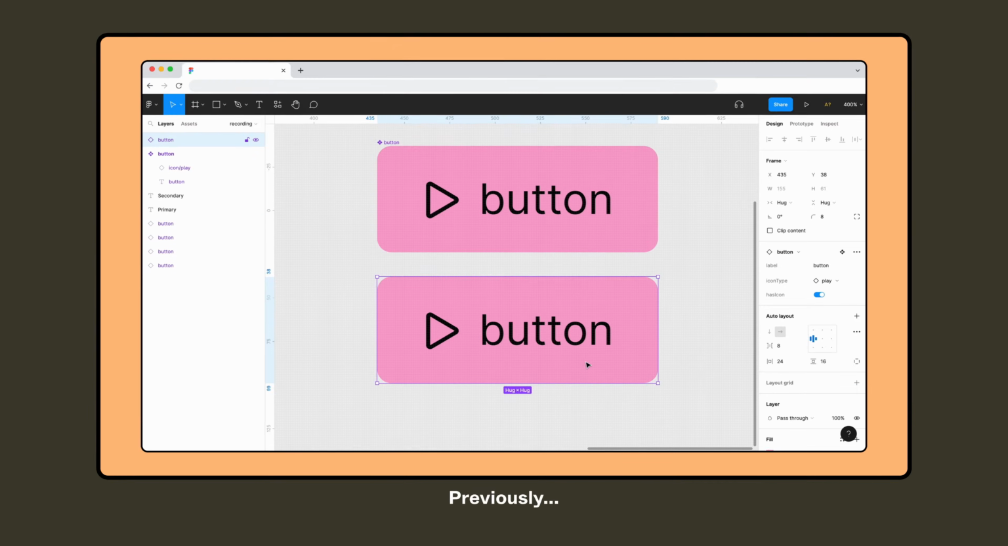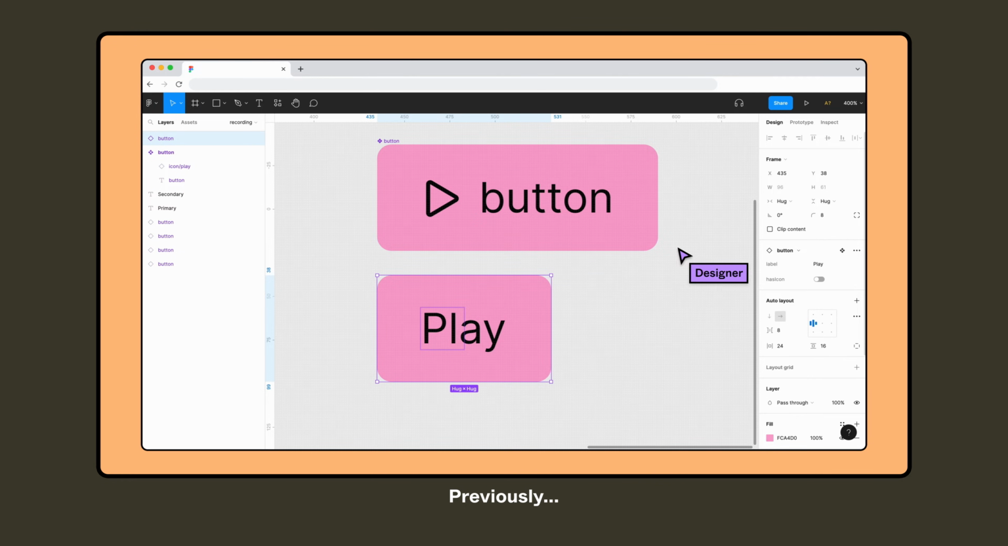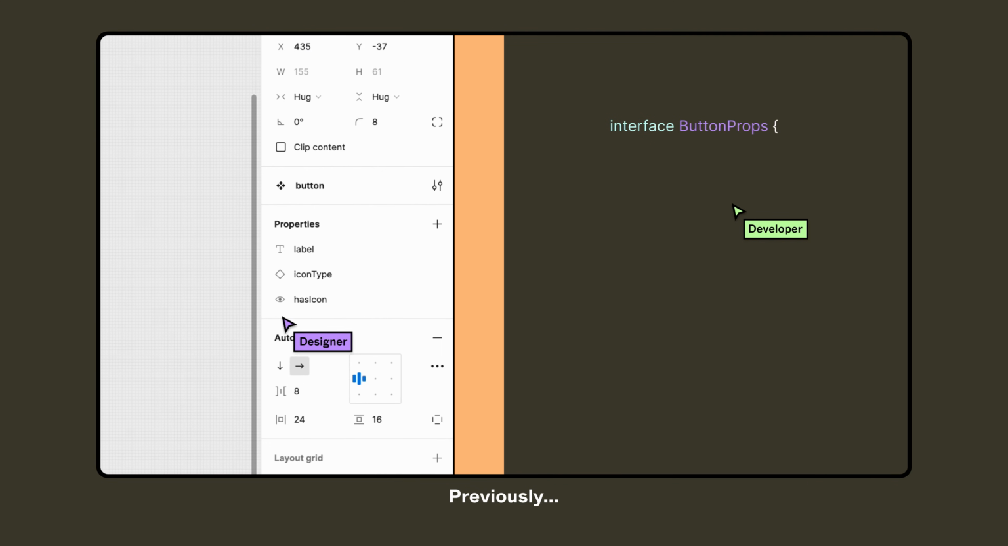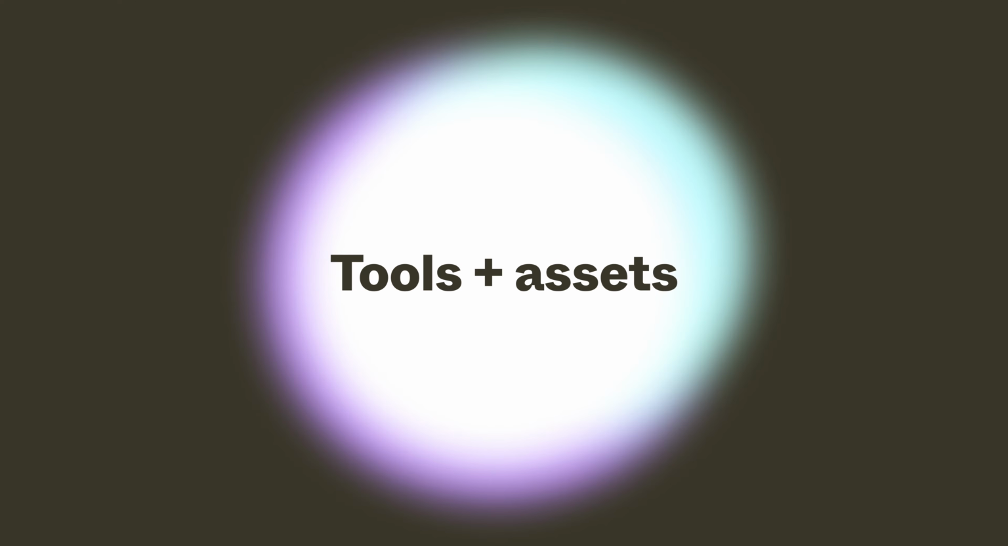In the previous video, we learned the basics of design system documentation and how it plays a critical role in making your system successful by taking the guesswork out of when and how to use it. The final foundation of your design system we have left to cover are the processes. Processes are just as important as the tools and assets within the system.